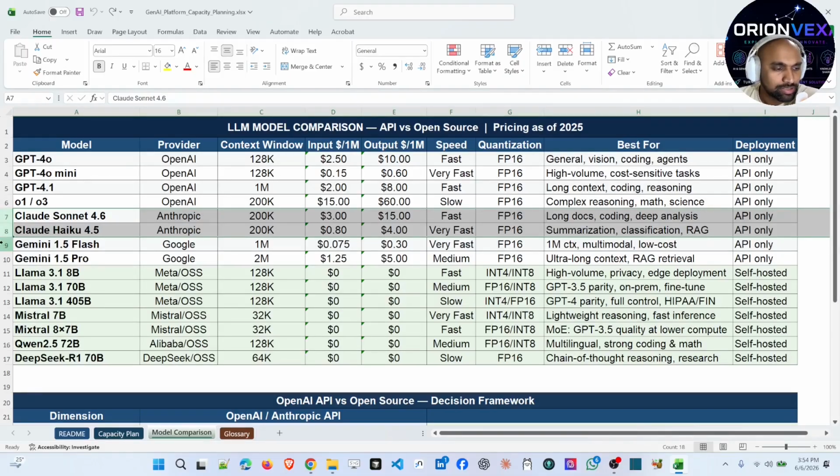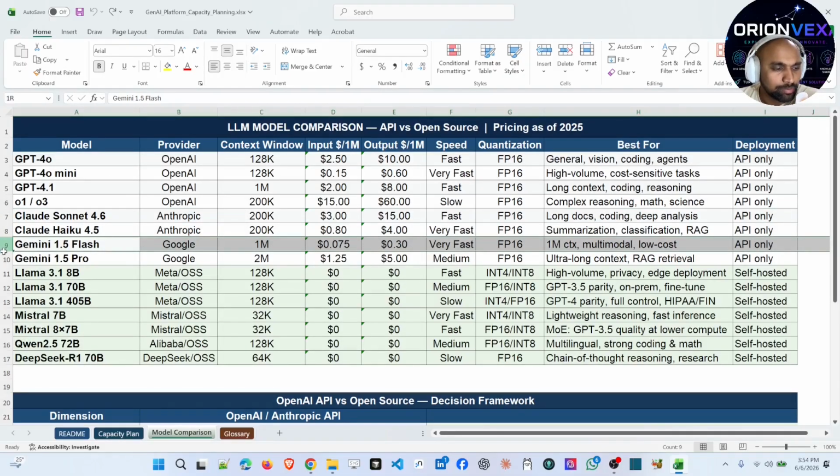Next come the Gemini models from Google, that is Gemini 1.5 Flash and Gemini 1.5 Pro. The main advantage here is that the context window is very high. For Flash, the context window is 1 million, which is very high compared to the previous models. But GPT 4.1 is also giving 1 million tokens. But if you see the cost for 1 million input tokens and 1 million output tokens, the cost is very high for the OpenAI models.